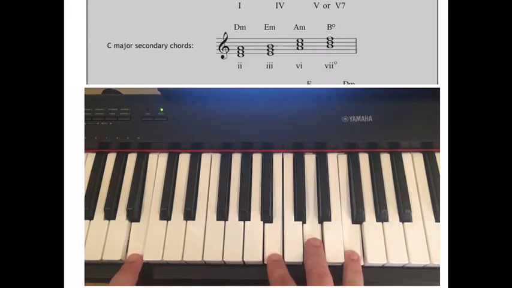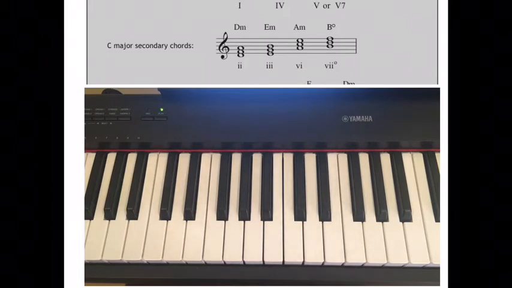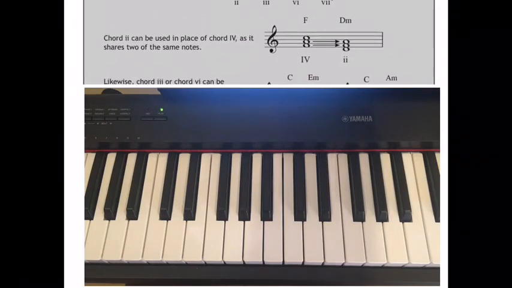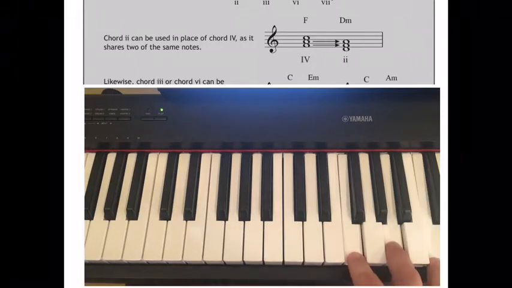There's a lot of overlap, obviously, with the notes in the primary triads. We only have 7 different notes we're using, and we use them all in the primary triads. Hopefully you can see that we are using the same notes, and there's a lot of overlap. The first example they're showing you is right here. The chord 2 can be used in place of chord 4 as it shares 2 of the same notes. A 4 chord has F A C. A 2 chord uses D F A.